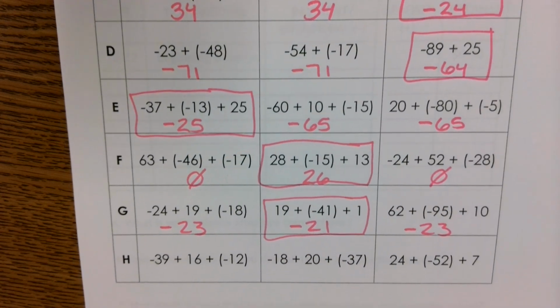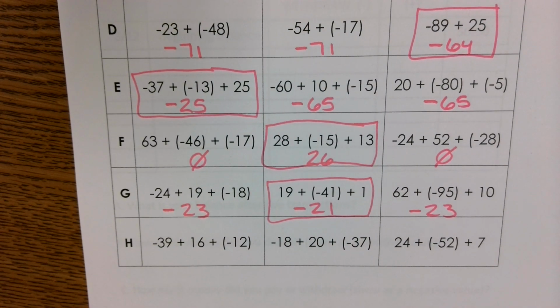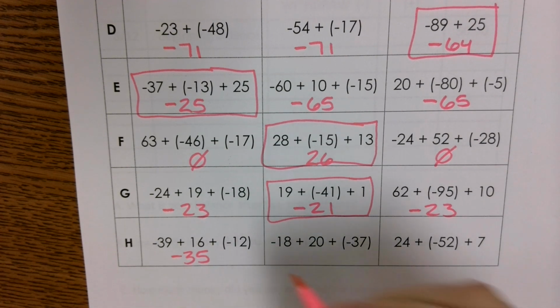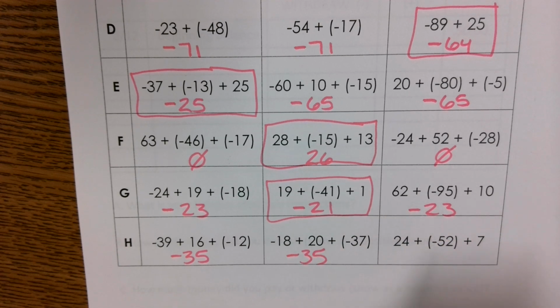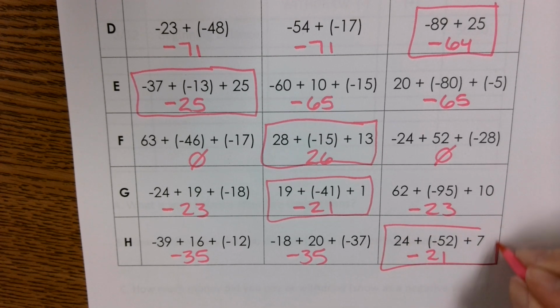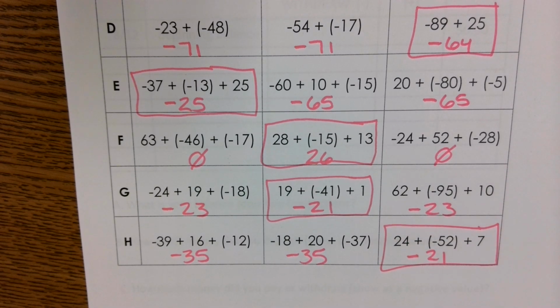And the last ones. Negative 39 plus 16 plus negative 12, negative 35. Negative 18 plus 20 plus negative 37, negative 35, which means the last one's not going to belong. 24 plus negative 52 plus 7, negative 21. All right, so that's just going through, again, practicing, making sure that you understand how to type those into your calculator and use those positives and negatives.